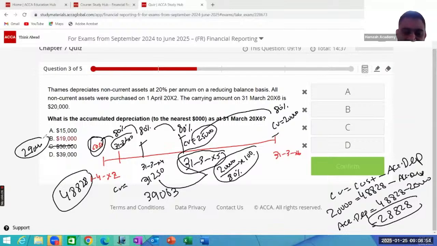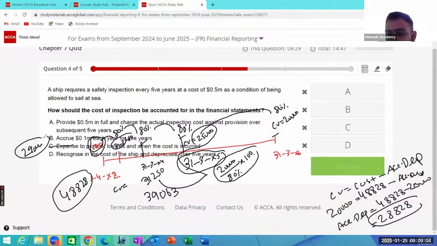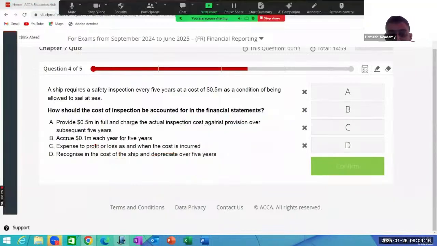And let me tell you, the way of calculation which they have done is not correct. They have chosen 19,000, and I will show you at the end why that 19,000 is not the right answer. But keep in mind this calculation. So tell me the answer of question number 4.